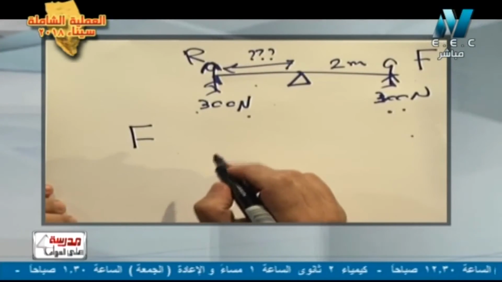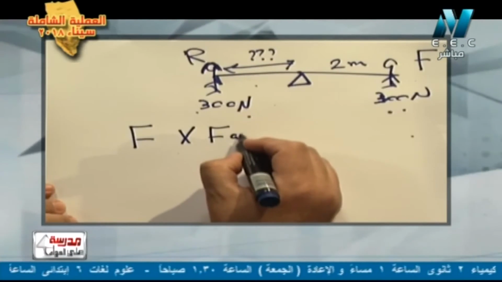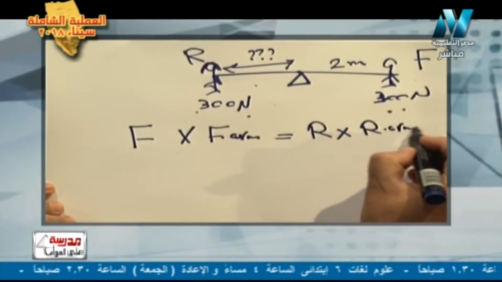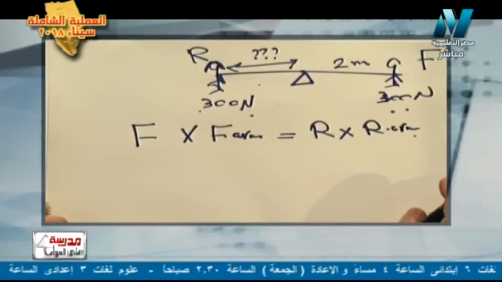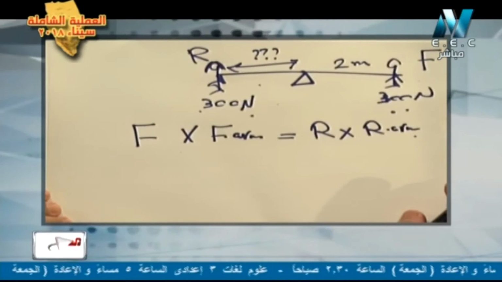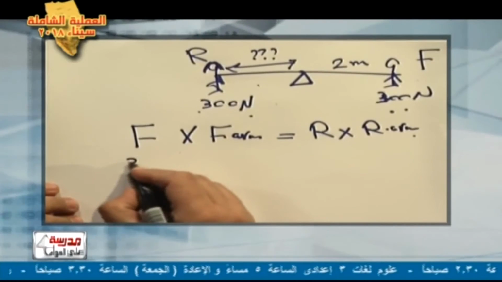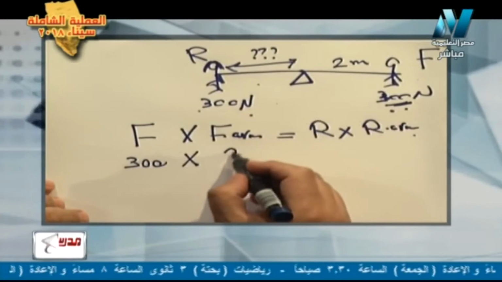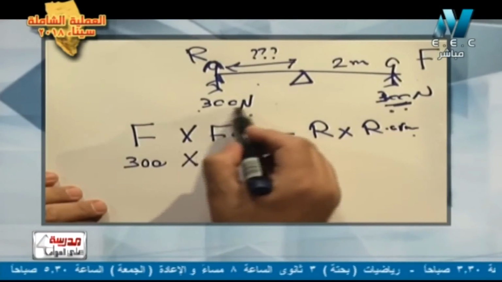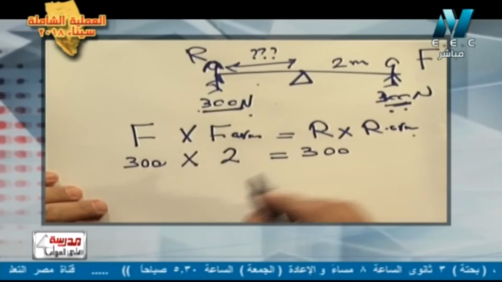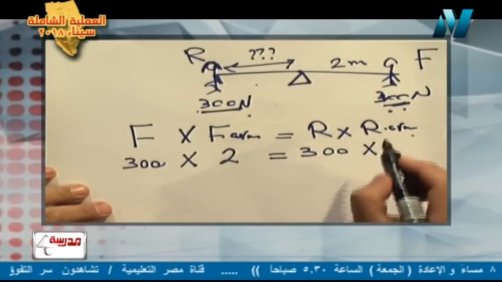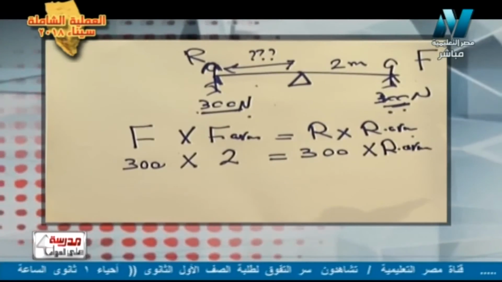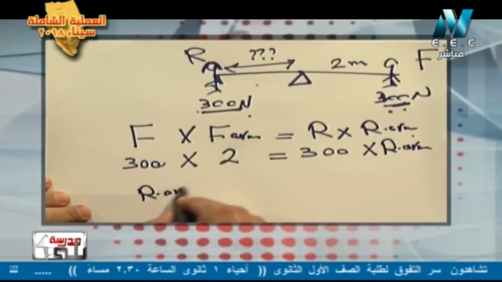The lever law says that effort force by effort force arm equals the resistance by resistance arm. Effort force will be here 300 Newton. Effort force arm will be 2 meter, equal the resistance, which will be 300 Newton, and the resistance arm is the missing value, the value I don't have, and I want to know it. The resistance arm will be what?